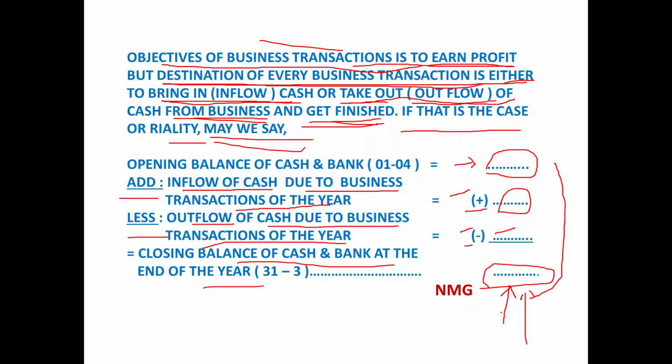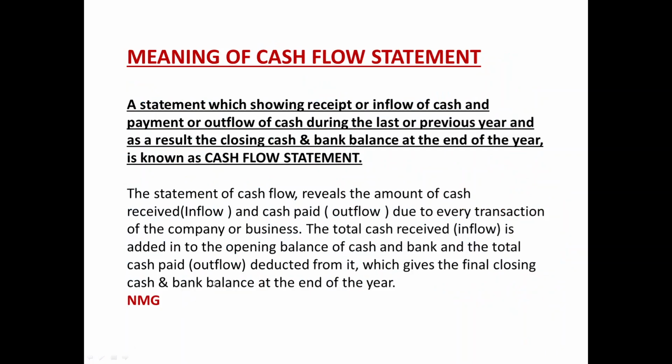This would be the position of the entire picture of opening balance of cash and bank and the closing balance of cash and bank. So if you understand the discussion in the context of the objectives and destination of the business transaction, पूरे क्वेश्चन में ये पोजीशन बनेगी: opening balance of cash and bank add total cash inflow due to business transactions of the year less total cash outflow due to business transactions of the year is equal to closing balance of cash and bank at the end of the year. Now, what is the meaning of cash flow statement?